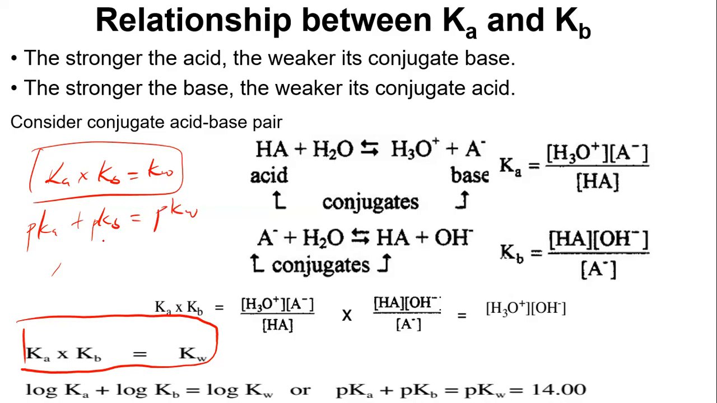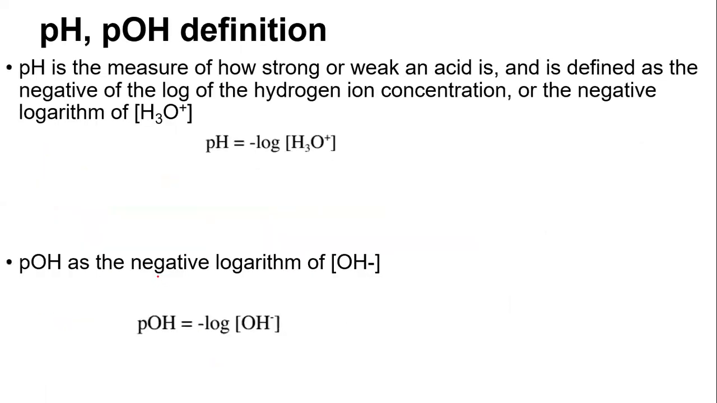Now we can also see, so we are not done, that the pKa plus the pKb is equal to 14. So these are the two most important equations that you have to know from the slide, right? Very simple. That Ka times Kb is equal to Kw, and then pKa plus pKb is equal to 14. Very simple.